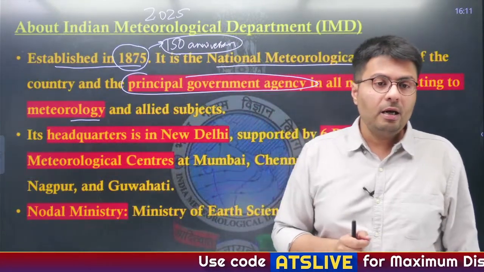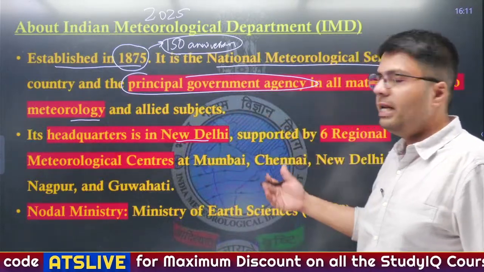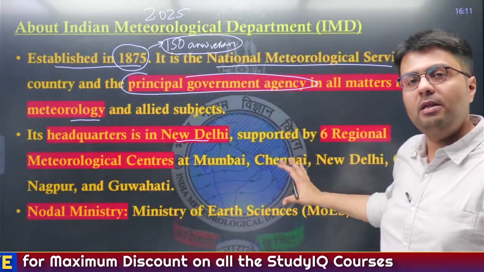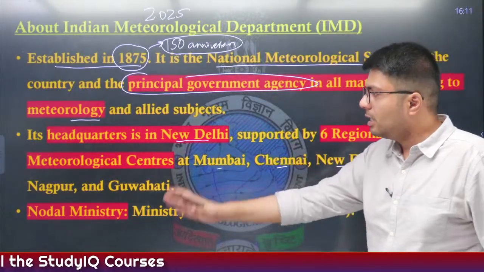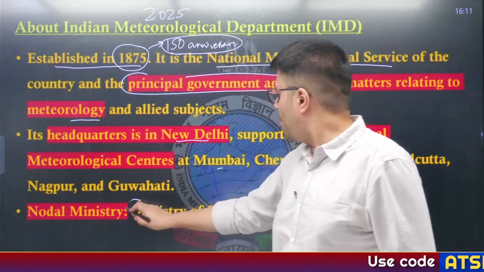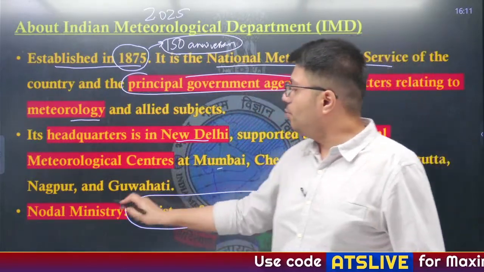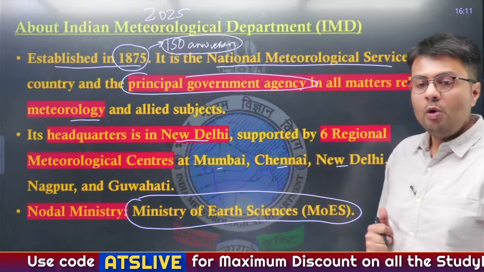By the Indian Meteorological Department. Now the headquarters of this body is located in New Delhi, and this headquarters is supported by 6 regional offices located in Mumbai, Chennai, New Delhi, Kolkata, Nagpur and Guwahati. And this body functions under the Ministry of Earth Sciences of the Union government, right? So these are the important facts that you have to remember.